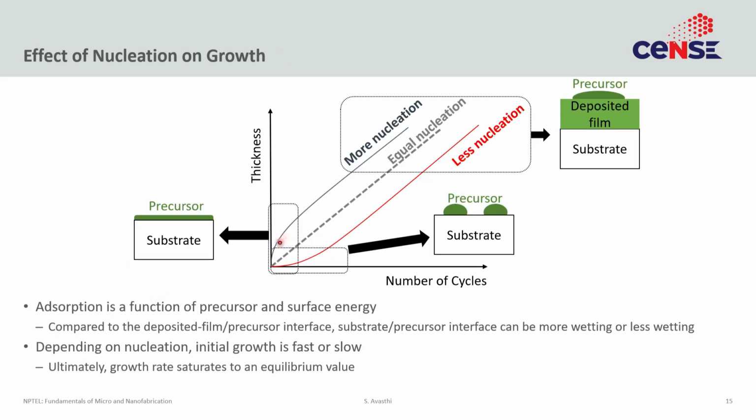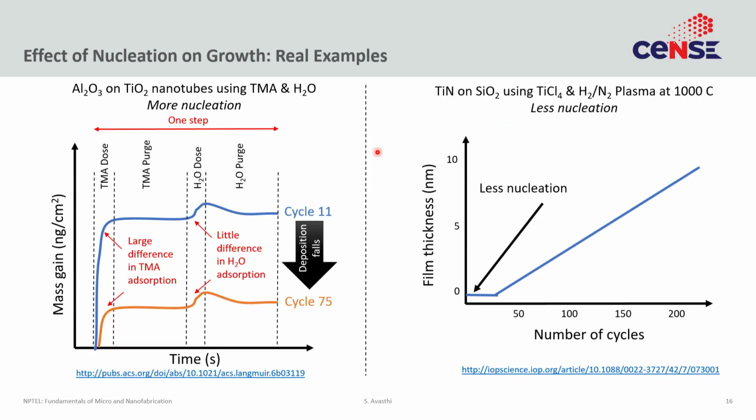So, initially you have enhanced growth, later you have the same growth rate. The other example is supposing you were trying to do titanium nitride deposition on silicon dioxide using this chemistry at 1000 degrees C. This is an example of less nucleation.